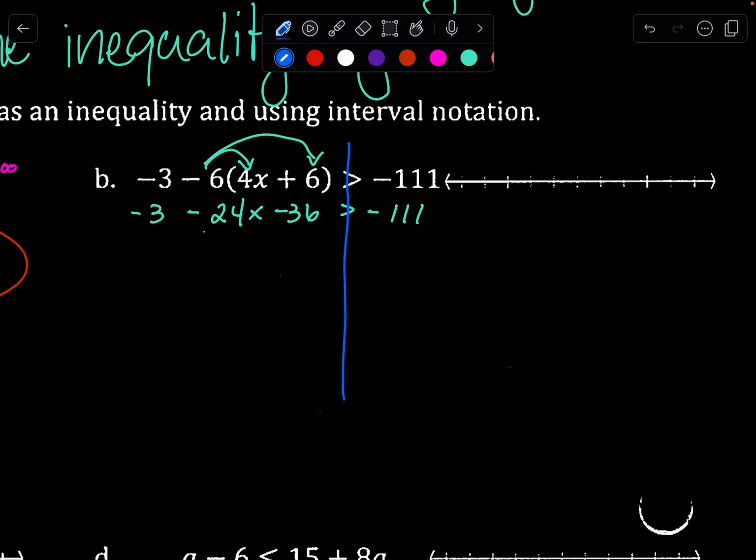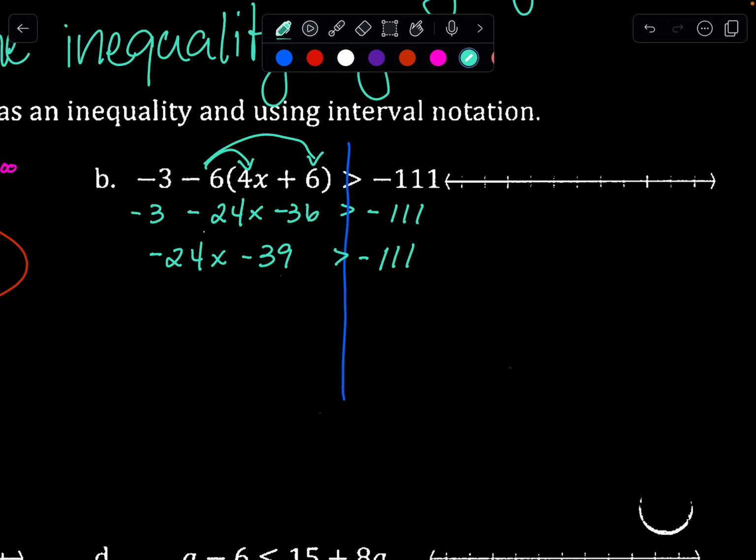All right? Do we have any like terms? Absolutely. The negative 3 and the negative 36 are on the same side of this blue line. Okay? So we're going to want to combine those. So negative 3 plus a negative 36 is going to be negative 39. So I'm going to rewrite it as negative 24x minus 39 is greater than negative 111.